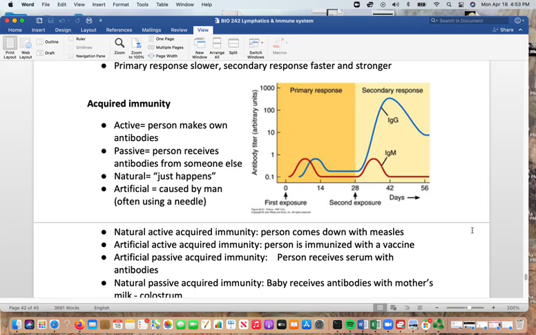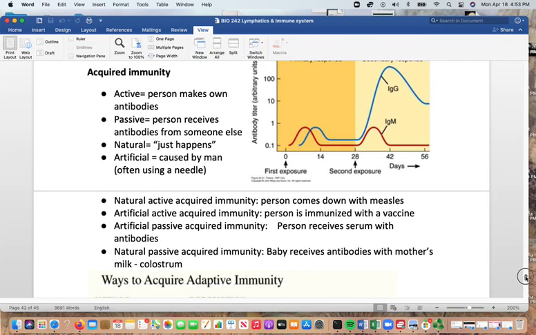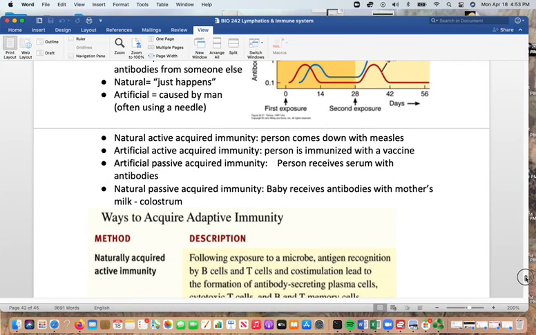With natural immunity, it just happens. With artificial, it's caused by man. Most of the time, it's a needle involved with it. So natural active acquired immunity, the person would be something like coming down with measles, where artificial active acquired immunity, the person gets a vaccine.